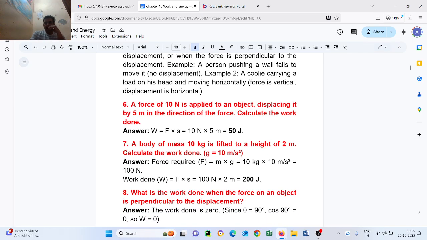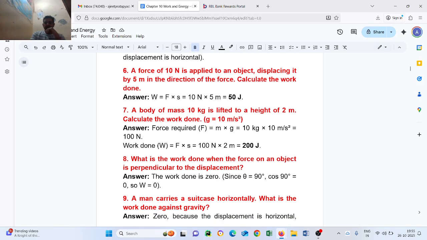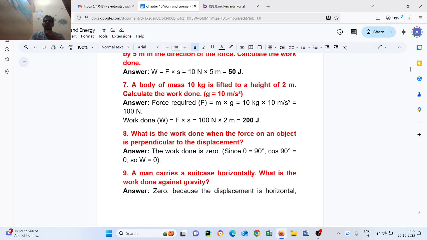Question number 7. A body of mass 10 kg is lifted to a height of 2 meter. Calculate the work done. g equal to 10 meter per second square. Answer, force required F equal to mg equal to 10 kg multiplied by 10 meter per second square equal to 100 Newton. Work done, W equal to F into S, 100 Newton multiplied by 2 meter equal to 200 Joule.